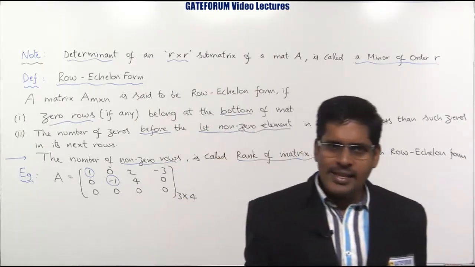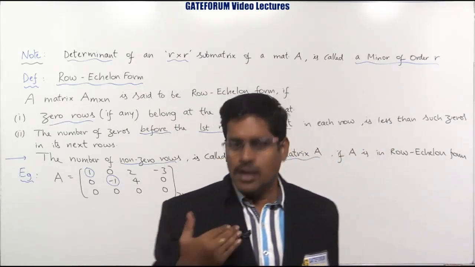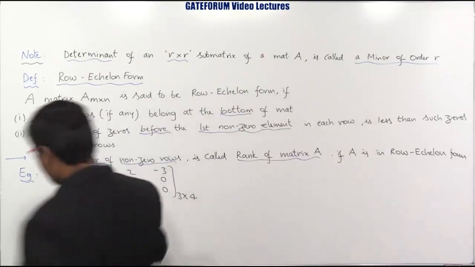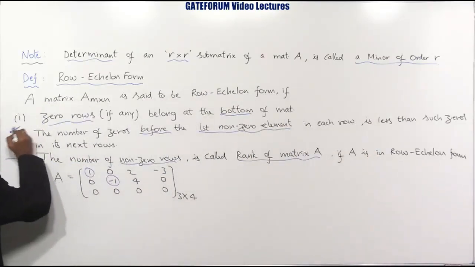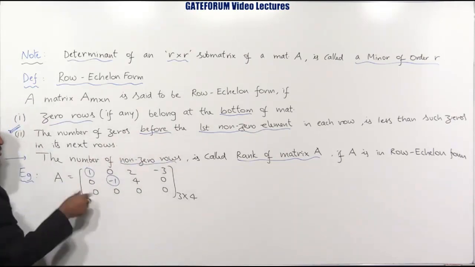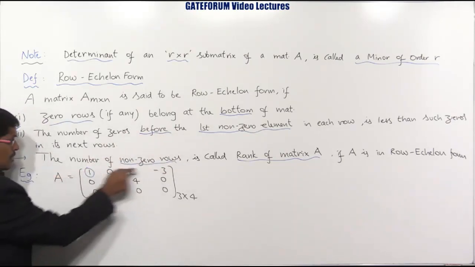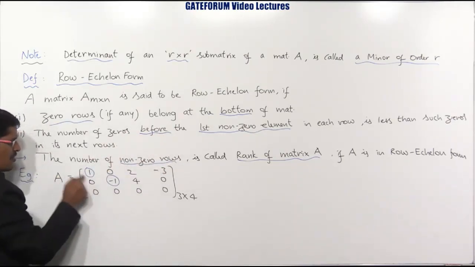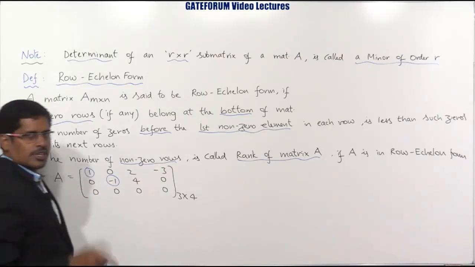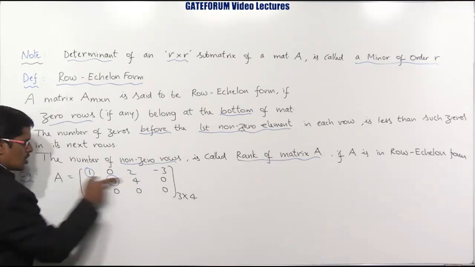If it is not there in the given matrix, then it is optional; that is, condition 1 is ignored. Condition 2 is very, very important. What is that? Before the first non-zero element of each row. So this is the first non-zero element of the first row. Before means left side: no zeros. That is 0 zeros. Go to the second row.